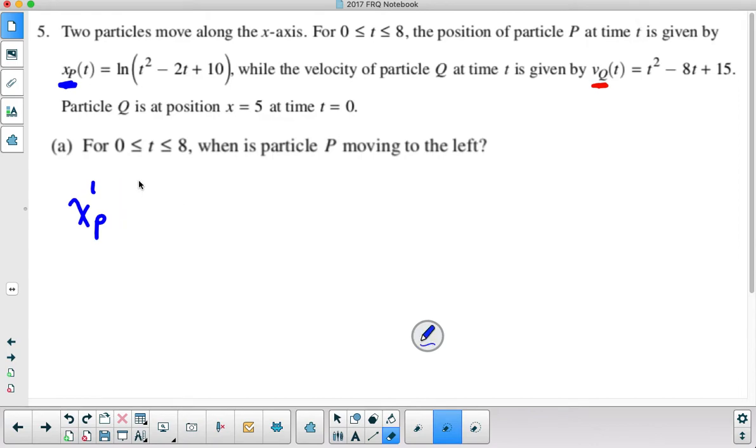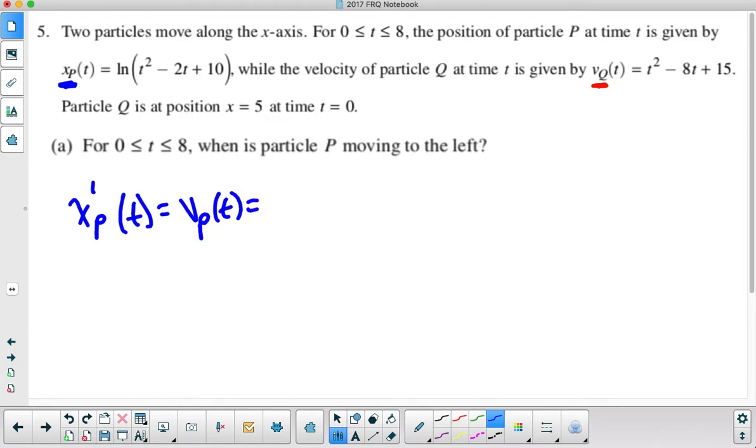Let me clean that up a second here. Of t, which again is the same thing as velocity of p of t, if you want to look at it that way. So when we're doing the derivative of a logarithm, it's 1 over the inside. So the inside is t squared minus 2t plus 10. And then it would be times the derivative of the inside, but you could just put the derivative of the inside up top. So 2t minus 2, right?